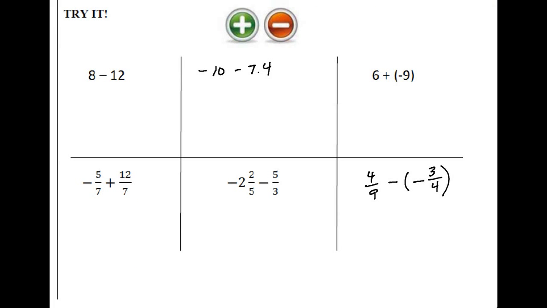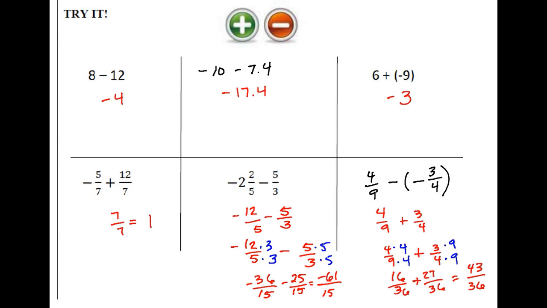Alright, so go ahead and try these problems. Add these right here: -10 minus 7.4, 4/9 minus a -3/4. Add those into the last page of your notes. Try those out. Go ahead, when you're done, pause the video and I'll show you the answers to this. Okay, here are the answers.